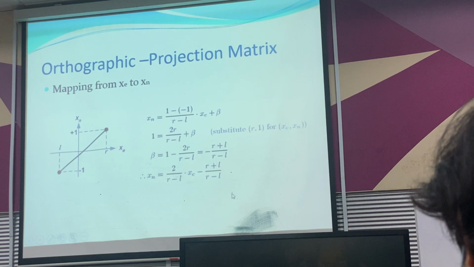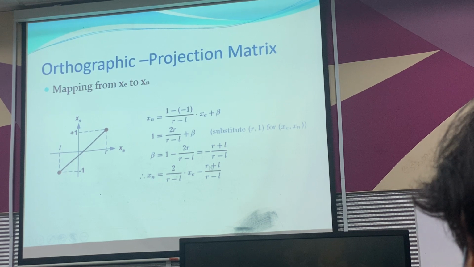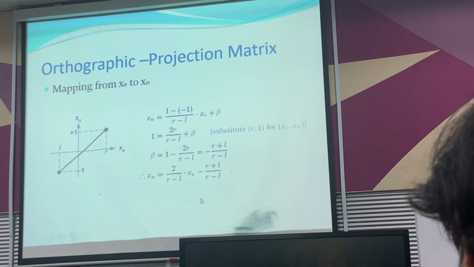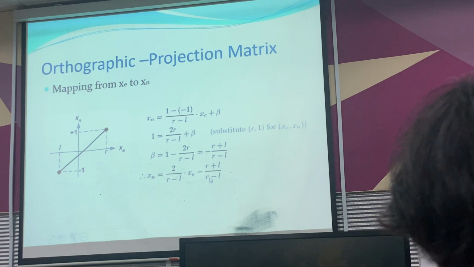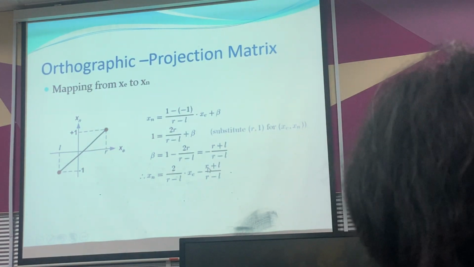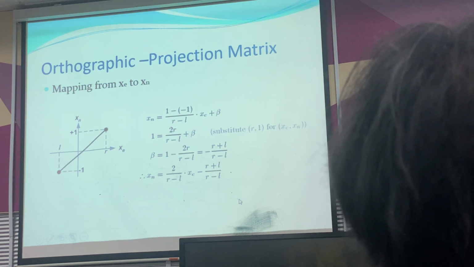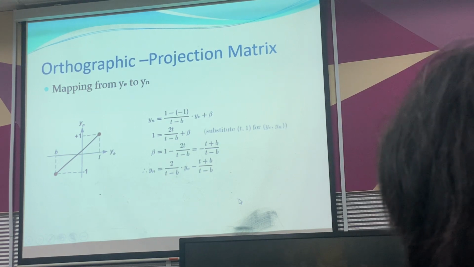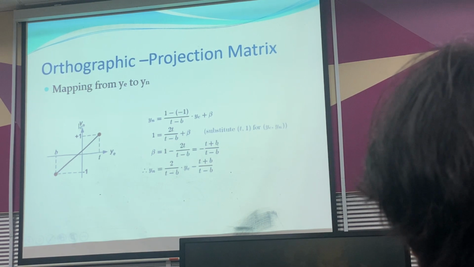Don't worry, you don't need to memorize the formula. The formula is given, to map for the XN from the eye coordinate using the left and right values. So currently your left is -1, your right is 1. That's the default.